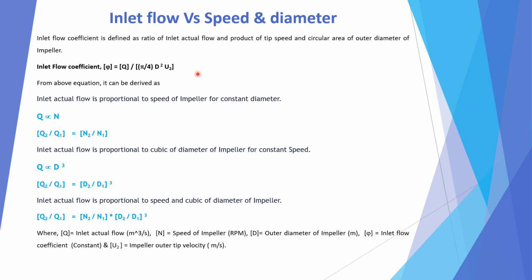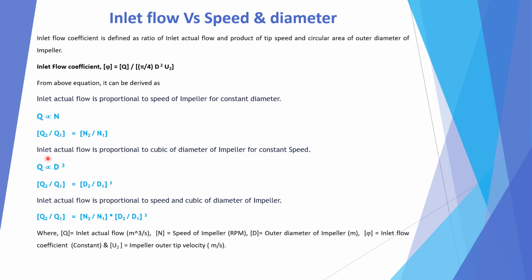Using this expression, it can be derived that inlet actual flow, that is Q, is proportional to speed for constant diameter, because U2 contains speed. So Q is proportional to speed. So Q2 by Q1 is equal to N2 by N1.